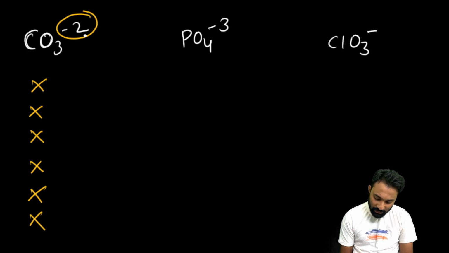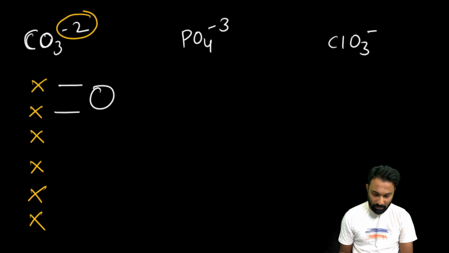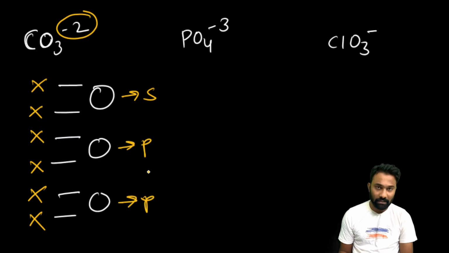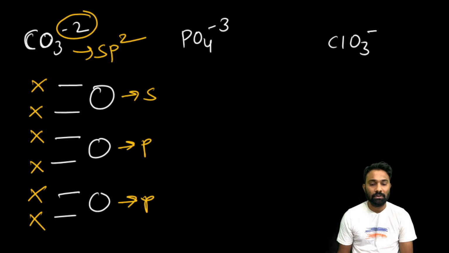Now I already explained this very clearly. Oxygen will form a double bond, meaning it will take 2 electrons from the central atom. So each oxygen will take 2 electrons from the central atom. Clear? Now this is S, now this is P, now this is P. Now what is the hybridization of this one? sp2. Simple.